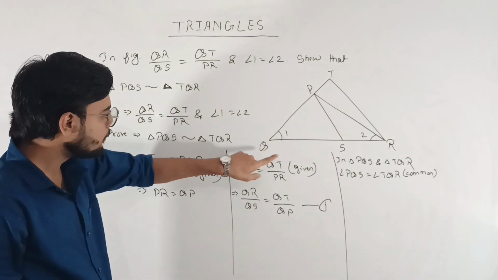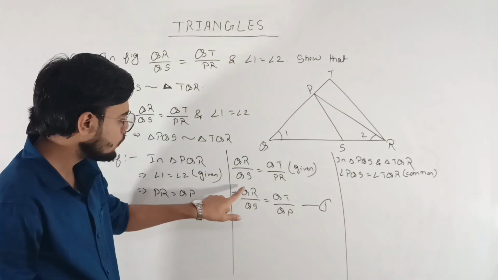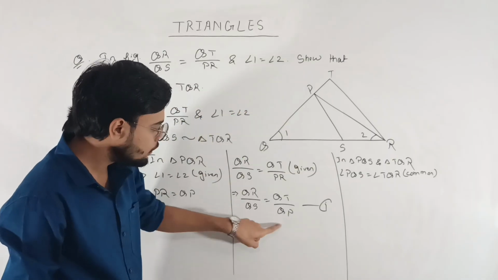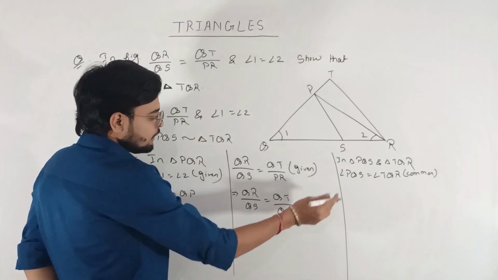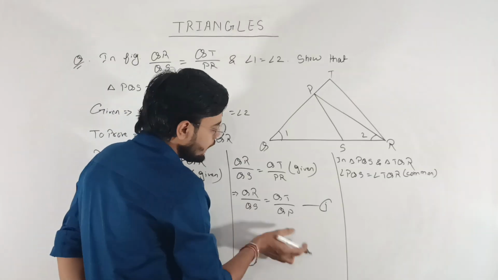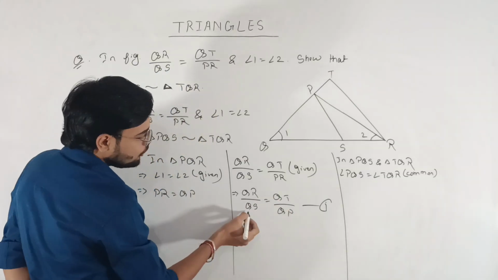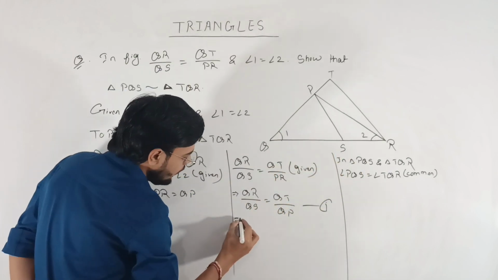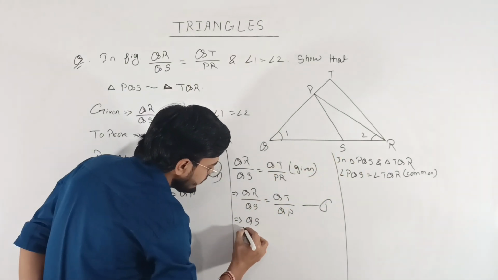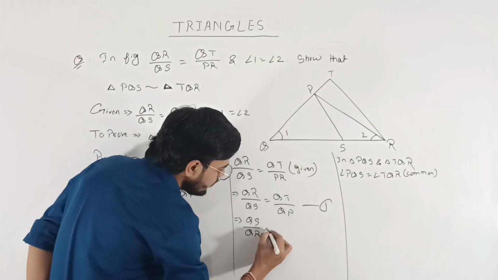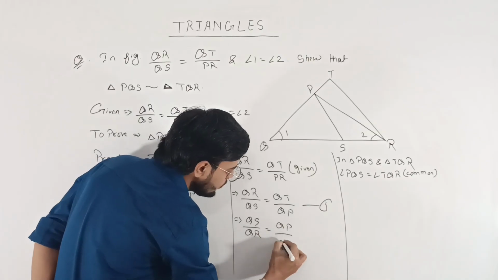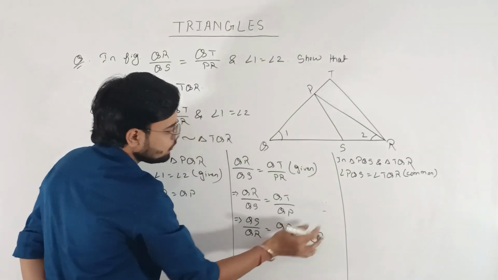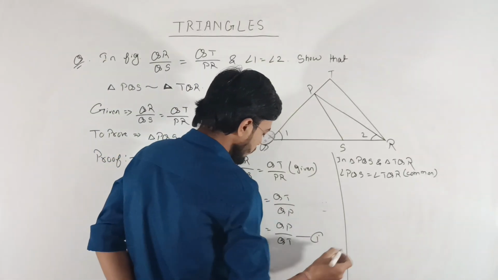Look, angle Q lies between sides QS and QR, and QP and QT, so they are proportional. So this one is QS upon QR. I reciprocal this because QS is in triangle PQR. That's why I write reciprocal. That is QS upon QR equals QP upon QT. Okay. Now I use this in this criteria.